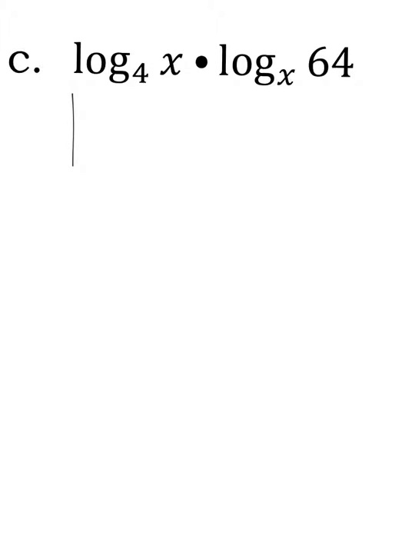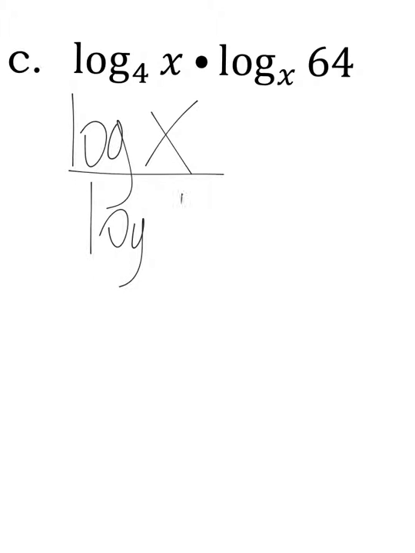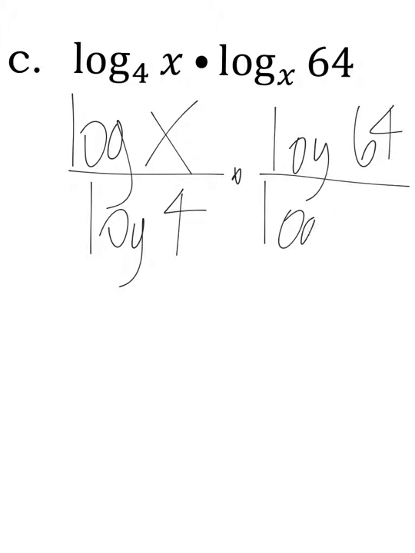So let's see here. We're going to do the change of base formula. So I'm going to go log base 10 of x over log base 10 of 4 times log base 10 of 64 over log base 10 of x. Okay? So if you have the same thing on top and bottom, meaning the same log and the same number, the most common mistake kids make is they just cancel out the word log, and then they end up doing 64 divided by 4, and they say the answer is 16. That's not what you're supposed to do here.